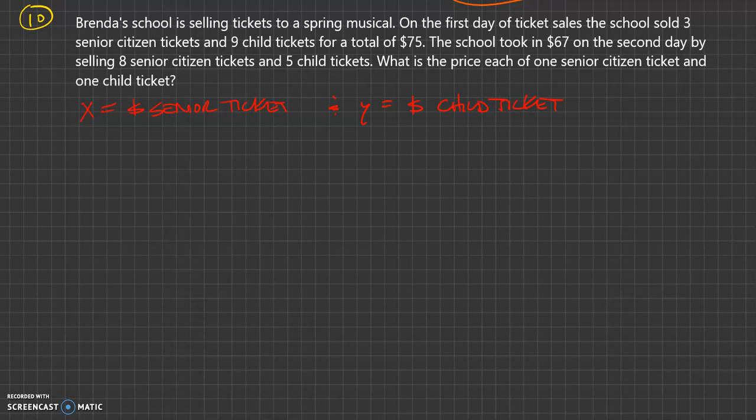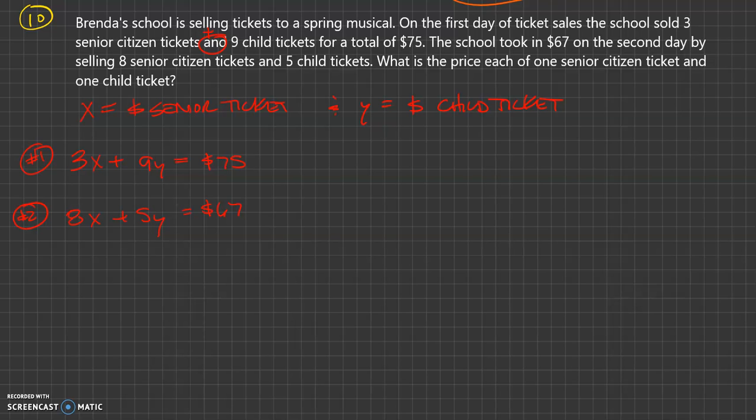So on the first day, they sold 3 senior citizen tickets. So here's our first equation. We need 2 equations. We have 2 unknowns. That's going to be 3x, and that's a plus sign, plus 9y. How much money? $75. We need equation number 2. The next day, the school took in $67 by selling 8 senior citizen tickets and 5 child tickets. Now I have a system.